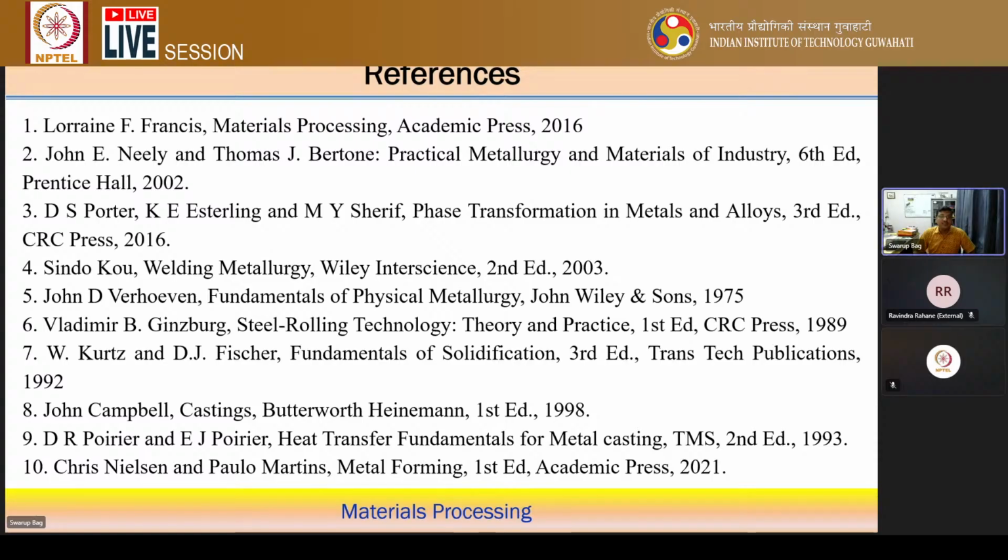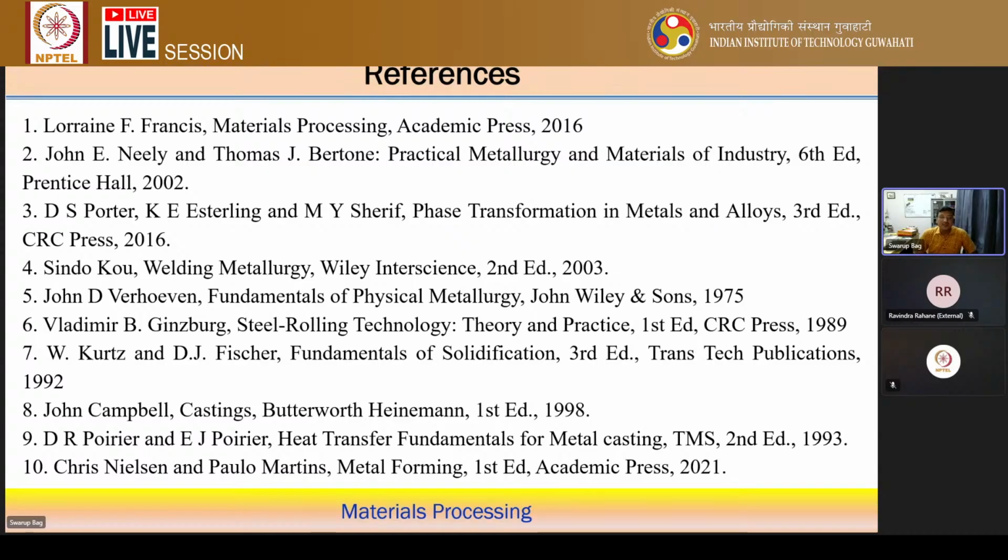These are the references. Materials processing is the first one, where we get into details about material processing. Then if you look into physical metallurgy, that we have discussed next, and then phase transformation in metals is also discussed, and finally welding metallurgy is discussed in reference 4.